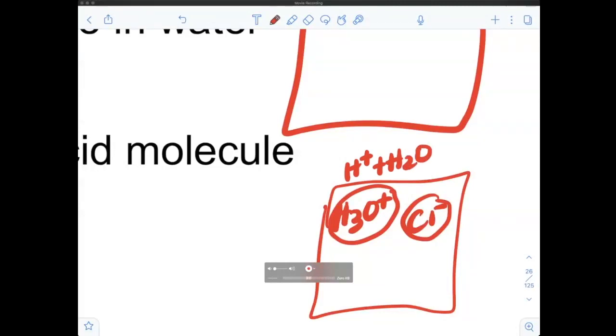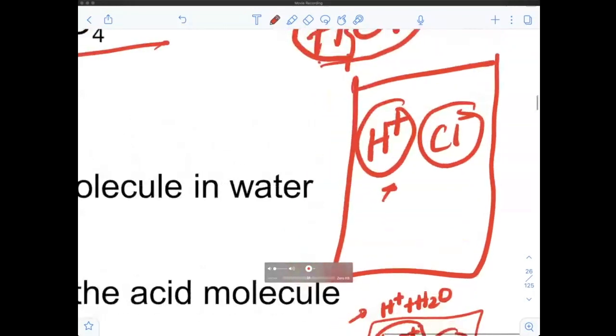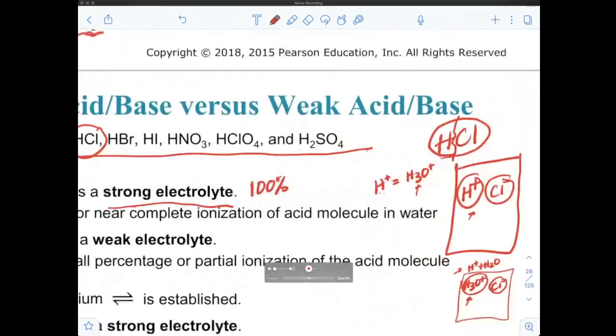Some scientists prefer to communicate at this level, others at this level. It's the same concept, just this one here is more detailed. That's why we say that the H plus is the same thing as the H3O plus. This is just showing you what happens after the H plus gets in water. It combines with water to make hydronium ion. Okay, back to the point I was making.